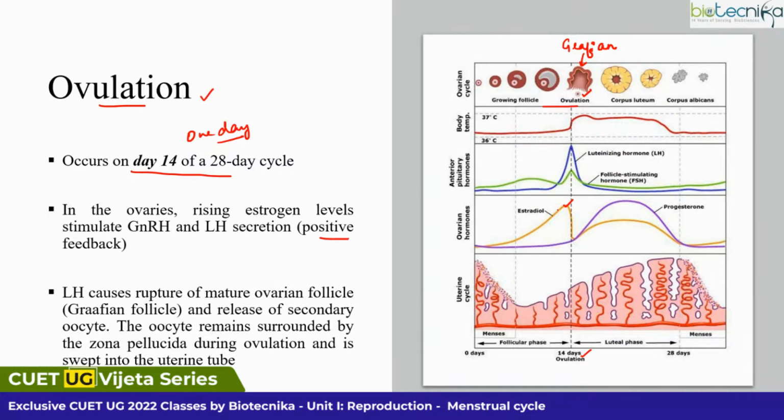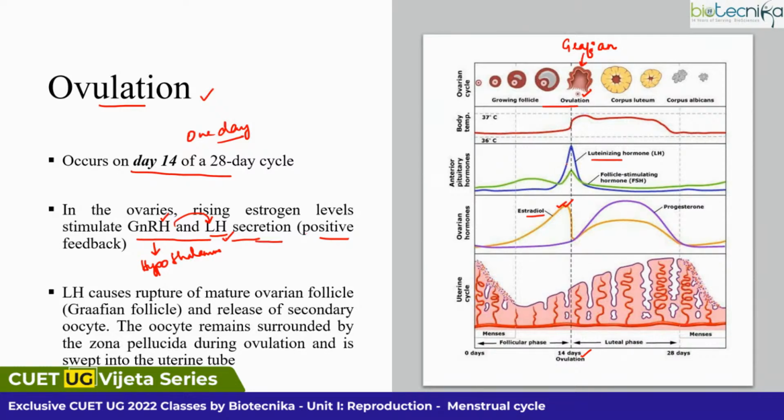So when estrogen levels increase, as you can see, the estradiol level is increasing, and it will stimulate the gonadotrophin releasing hormone and luteinizing hormone secretion. Gonadotrophin releasing hormone is the hormone that is released by the hypothalamus. So it is a releasing hormone. What this hypothalamus hormone will do further is stimulate the pituitary to release the luteinizing hormone. The pituitary will release this LH. LH is known as the luteinizing hormone, right? So under the influence of estrogens, gonadotrophin releasing hormone will be released.